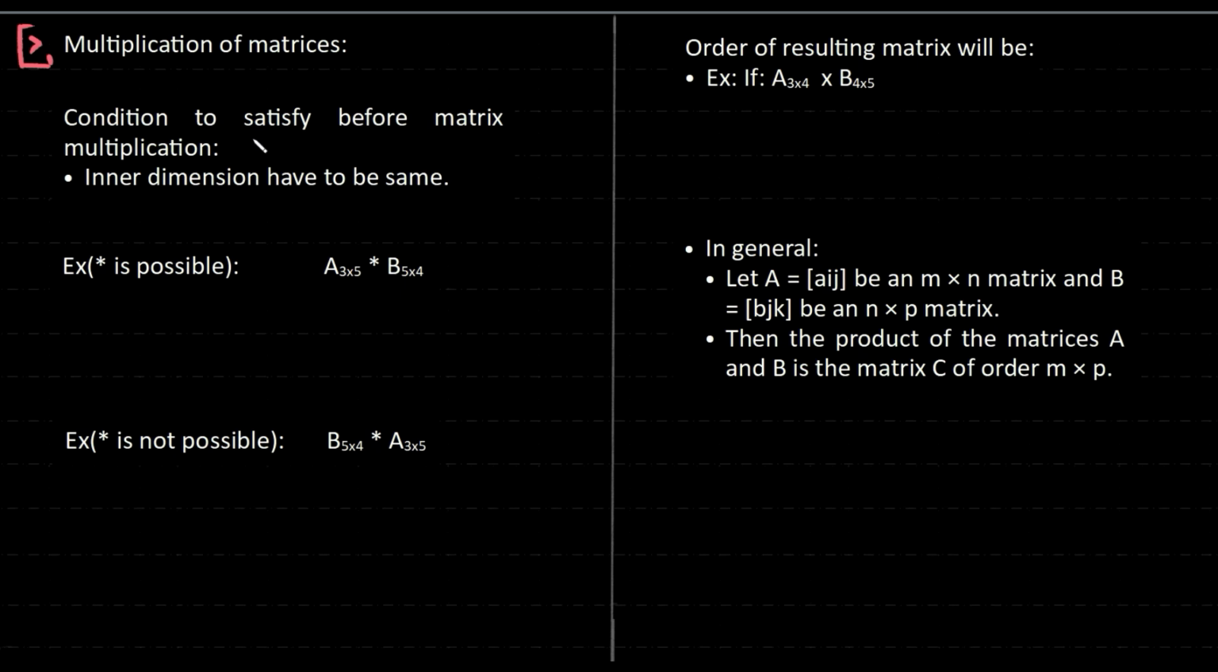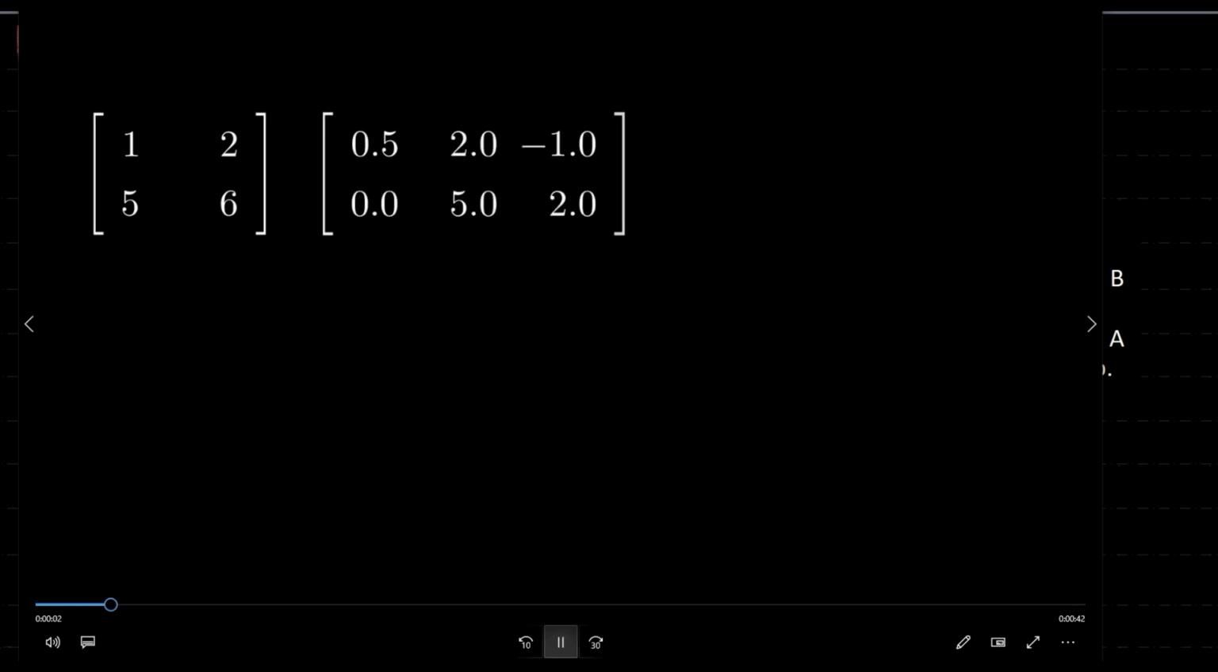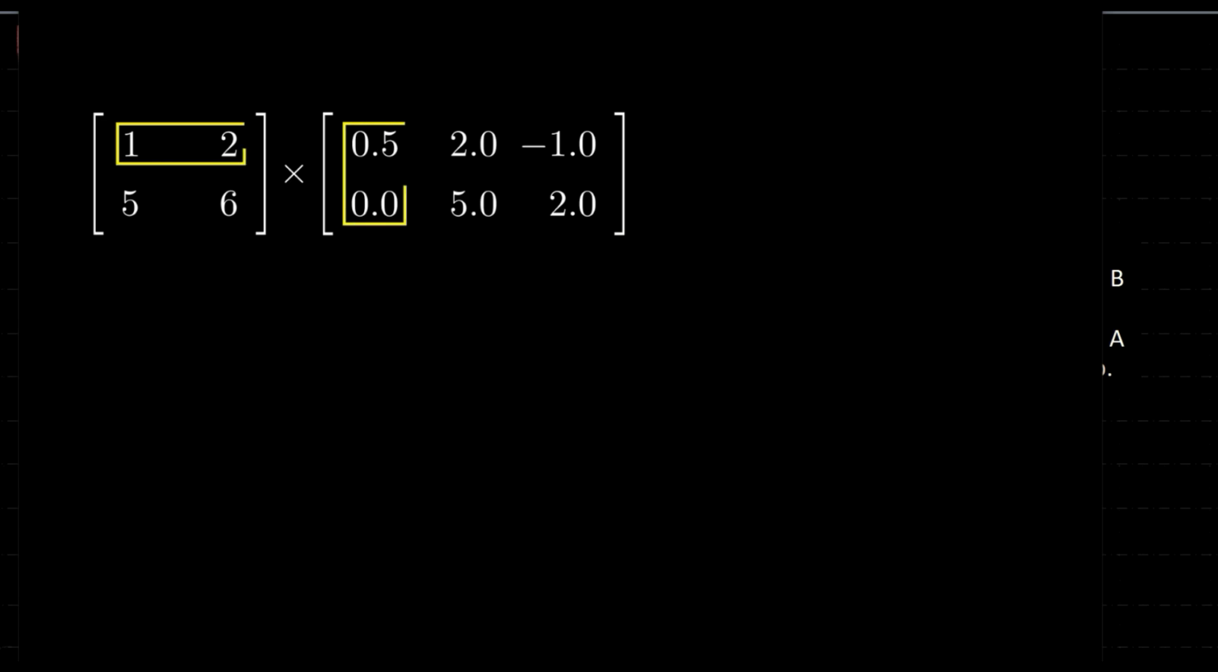Let's look at how to multiply two matrices. So first we'll start off with an example. These are the two matrices that are getting multiplied. First you need to observe the order of the two matrices. What is the order? This is 2 by 2 and this is 2 by 3. Now let's see the operation of multiplication.